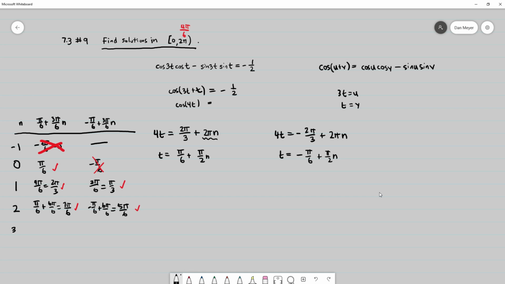When n is 3, we get pi over 6 plus 9 pi over 6, which is 10 pi over 6, which is 5 pi over 3.